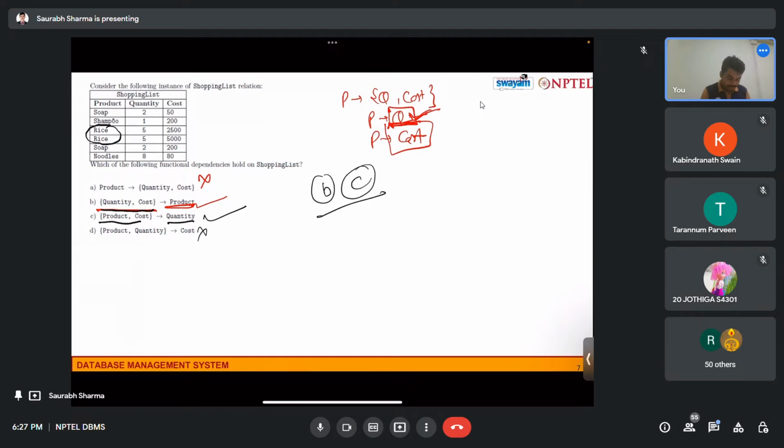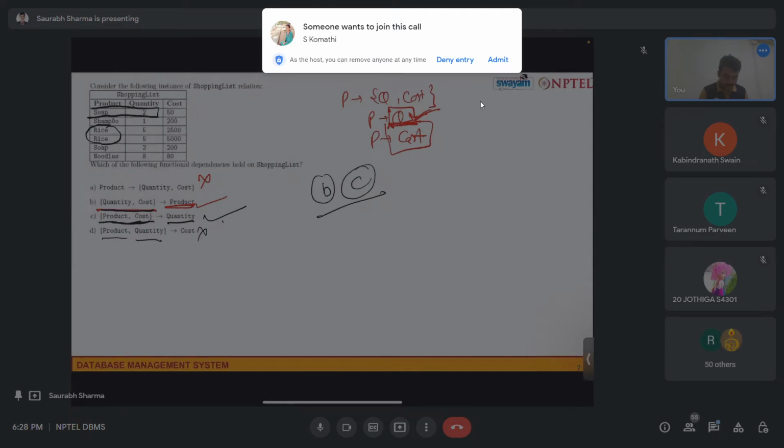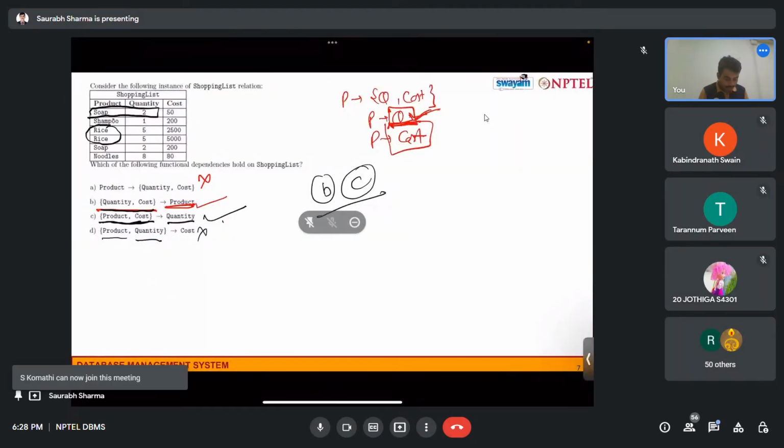Same case for this C option. If we are taking product and cost compositely, then we are able to uniquely identify each of the tuples. But if we are considering product and quantity, then there are two product and quantity sets which have different cost. Okay, so there will be loss of information. So that's why A and D will not hold, B and C will hold.